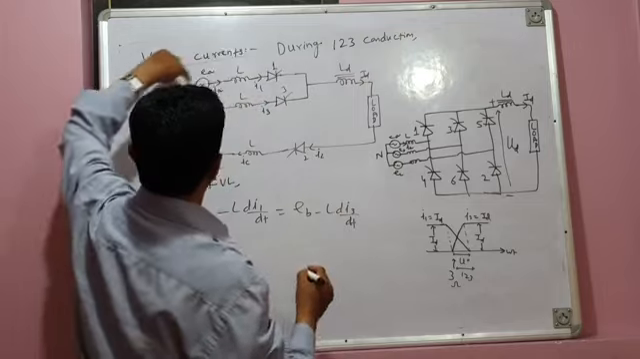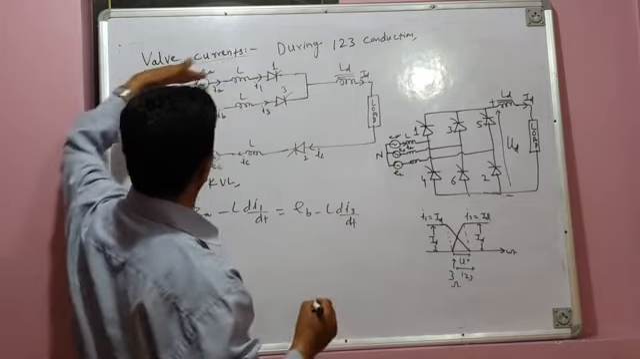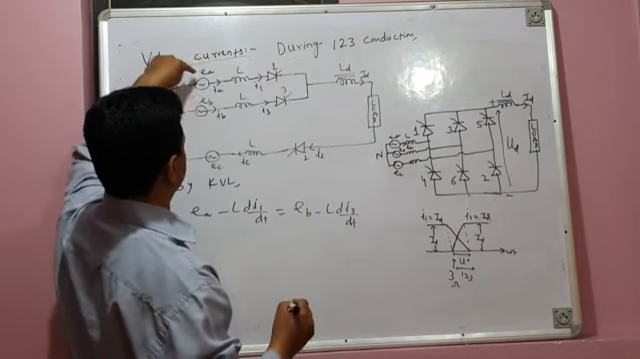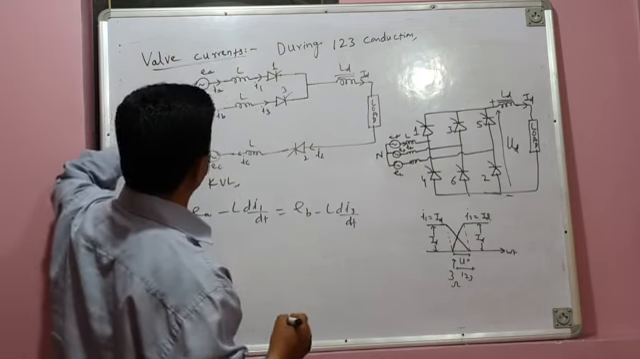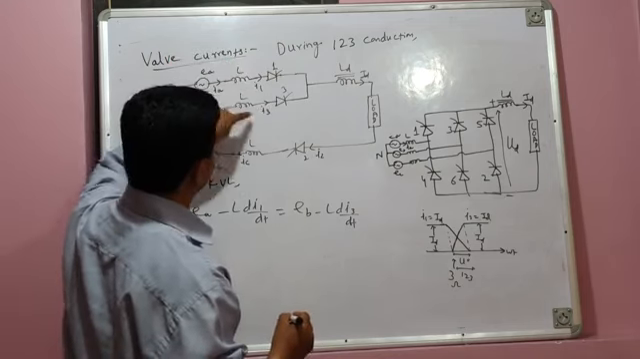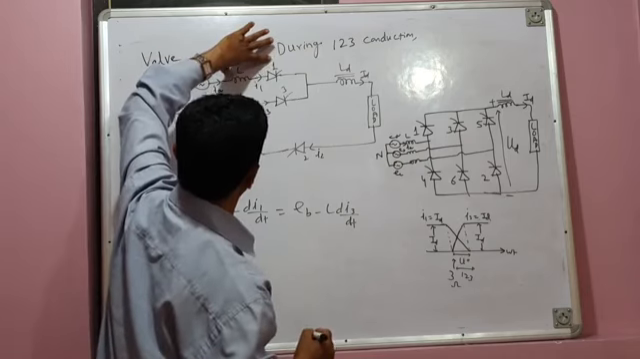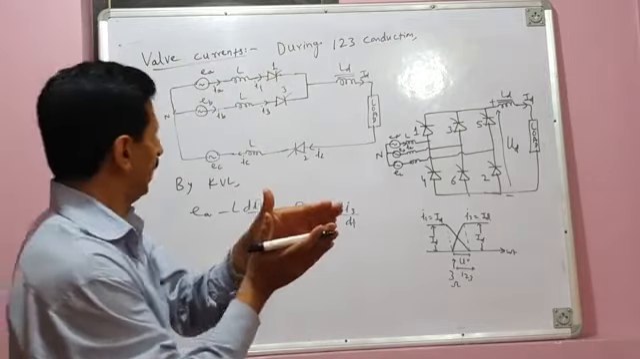This voltage is equal to this voltage because the two branches are parallel. What is this voltage across this branch? It is EA minus inductive voltage, EA minus L di1 by dt. And what is the voltage across this branch? It is EB minus this inductive voltage, EB minus L di3 by dt. So the voltage across this branch is the same as the voltage across this branch because these branches are connected in parallel.